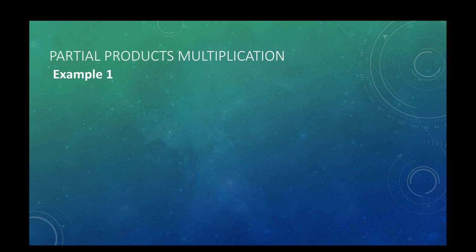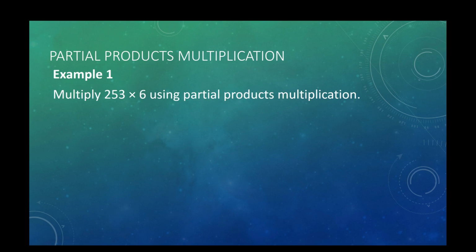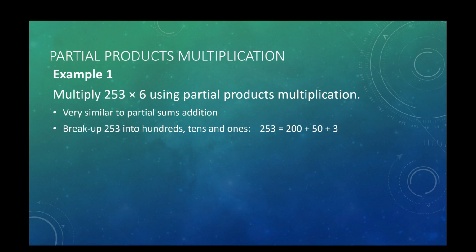This first method, partial products multiplication, is a great method to start off with your elementary school students. In this example, I'm going to show you how to multiply 253, a 3-digit number, by 6, a 1-digit number, using partial products multiplication. We start by breaking up the 253, very similar to what we did in partial sums addition. So 253 can be broken up by each digit, the hundreds place, the tens place, and the ones place. So we break it up into 200 plus 50 plus 3.